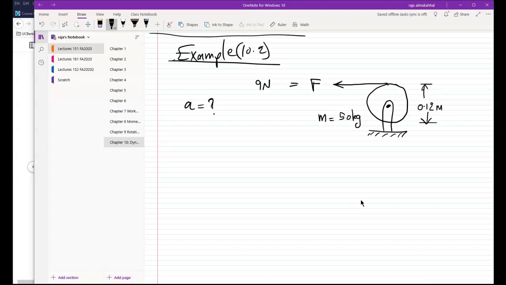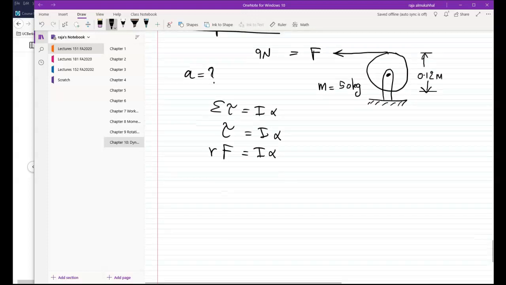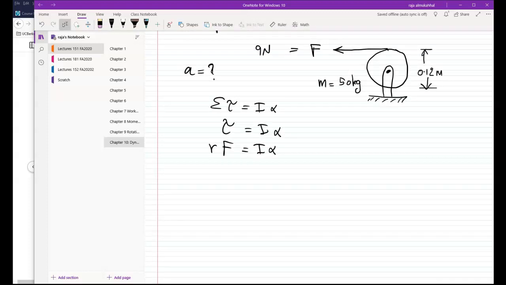Got it? How do we do it? It's not bad. Basically, sigma tau equals I alpha. We only have one force, so we just say tau equals I alpha. Tau here is RF, so RF equals I alpha. You follow me so far? I here is the moment of inertia for a cylinder, and the cylinder's moment of inertia is 1/2 mr squared, times alpha, and then r is, what is r?